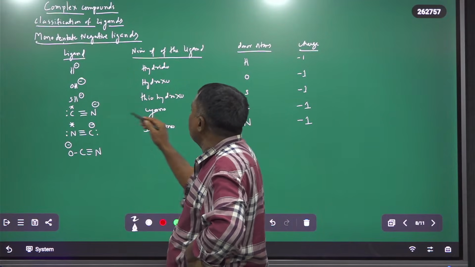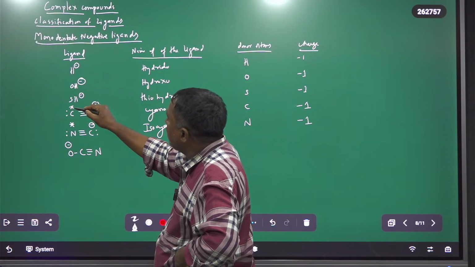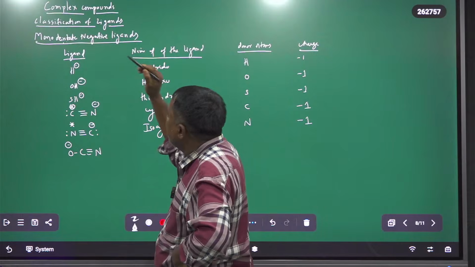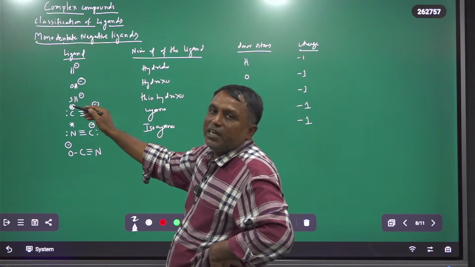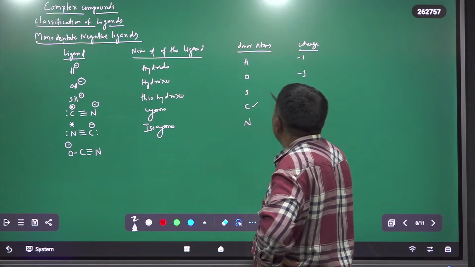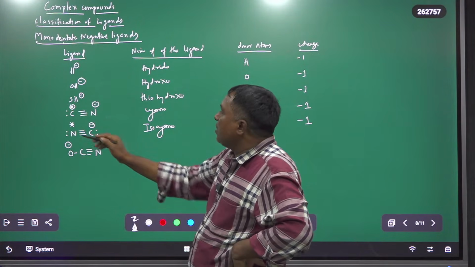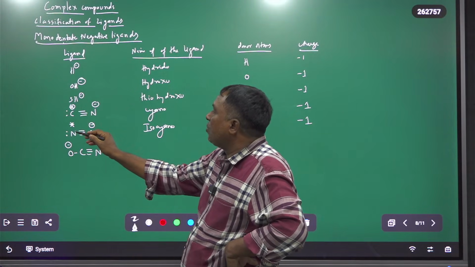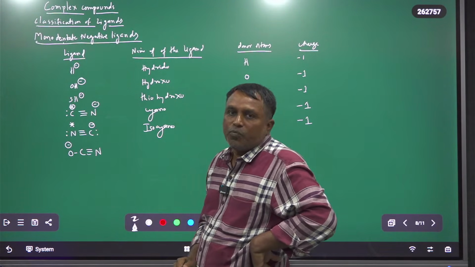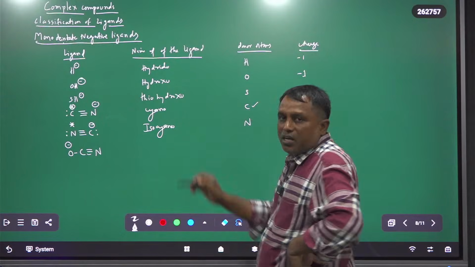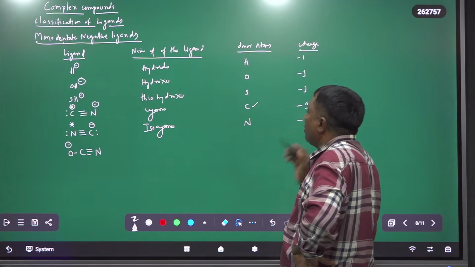This is cyano. Cyano is CN minus. On this CN minus, the carbon is the donor site. On nitrogen we have the negative charge, even though the carbon is donating an electron pair to the central atom. That's why the donor atom is carbon, and charge on the ligand is -1. This is isocyano. In isocyano, nitrogen is the donor atom. Even though on carbon we have the negative charge, the nitrogen is donating an electron pair to the central atom. That's why it is acting as a ligand. So donor atom is nitrogen, charge is -1.